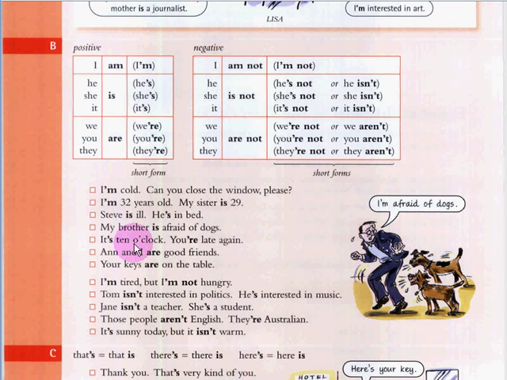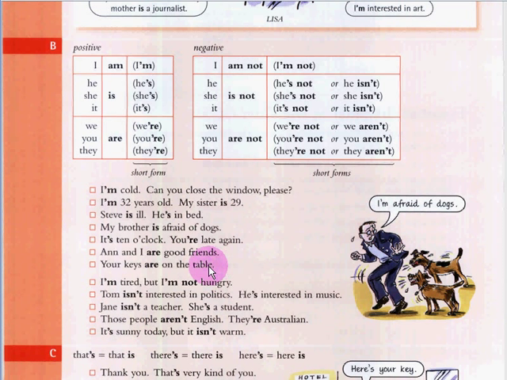It's 10 o'clock. You're late again. Anne and I, your subject, are, linking verb. Good friends, additional information about your subject, or S, which is Anne and I. Last sentence, your keys are on the table.